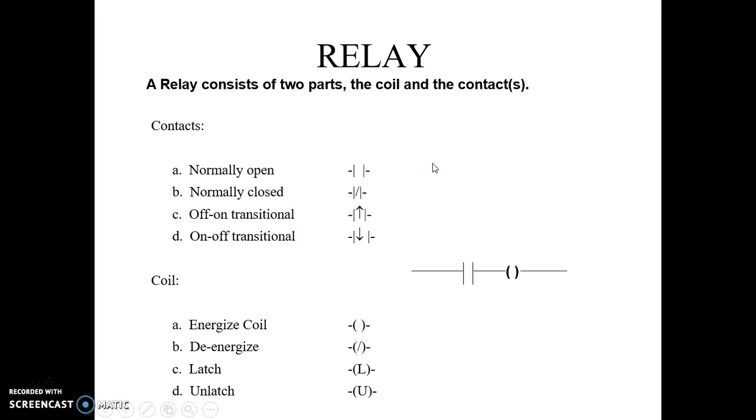Now here are the different contact and coil symbols. Contacts are used as inputs and coils are used as outputs. So these are the different symbols, and this is the contact in ladder logic, and this is the coil in ladder logic. In ladder logic, from the left side, first the input should be written and then after that the output should be written.